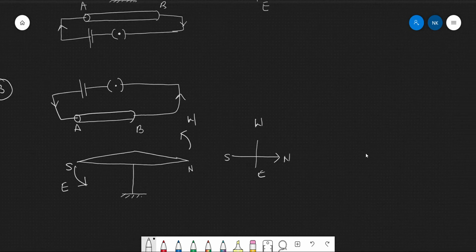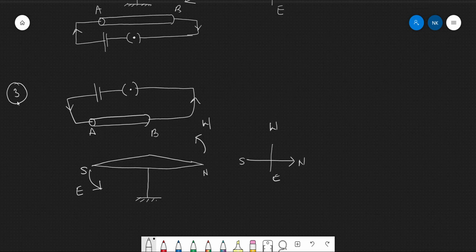But here, in observation number 3, followed by this one, what I will do is change the polarity of the battery. See, like this.